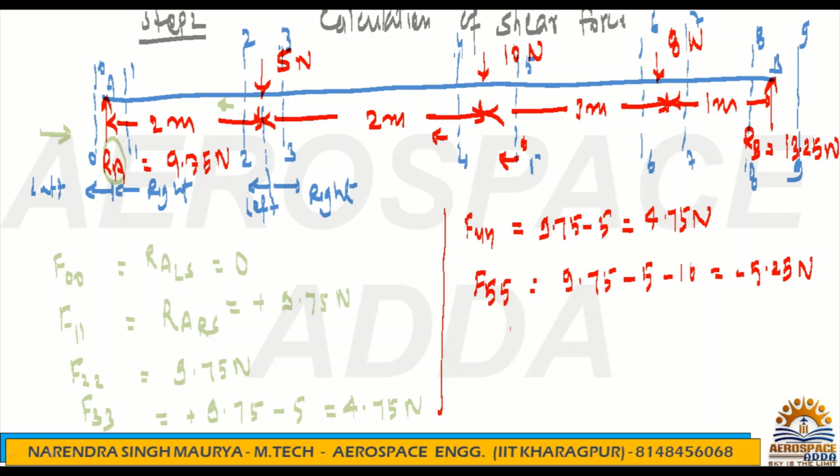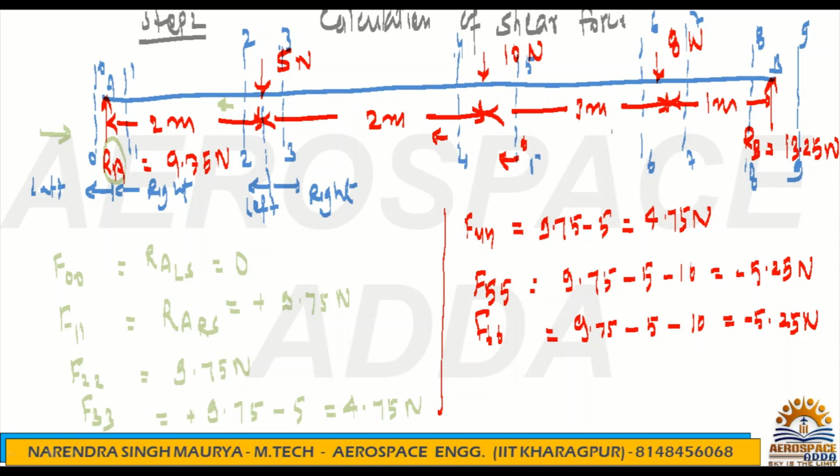Okay. What is the F66? So for the F66, obviously the same load you will get like 9.75 upward, 5 Newton downward, and 10 Newton downward. So same value you will get 9.75, because it is upward, so plus. 5 Newton is downward, so negative, 10 Newton is downward, so negative. If you calculate, minus 5.25 Newton.